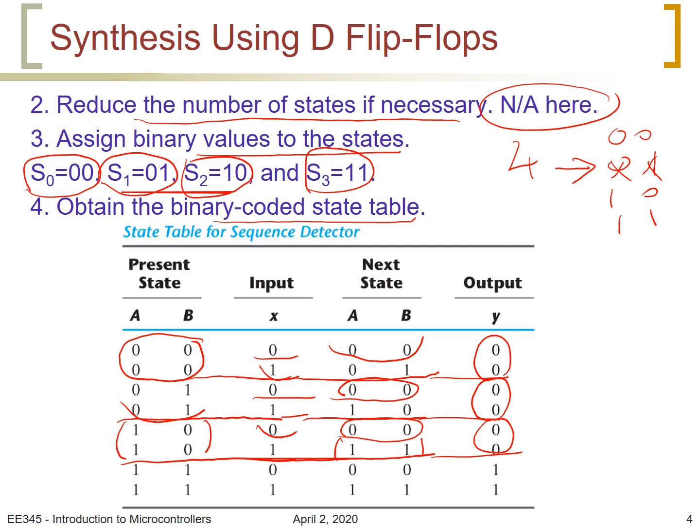Now coming to S3, which is 1, 1, the output will be 0. Sorry, the output will be 1 under all inputs. If we receive x equal to 0, we go back to 0, 0, which we defined as the initial state. And if the input is 1, we stay in 1, 1, the same state, as long as the input is equal to 1. And this is the binary coded state table that we use in the next step to define the inputs of the flip-flops.